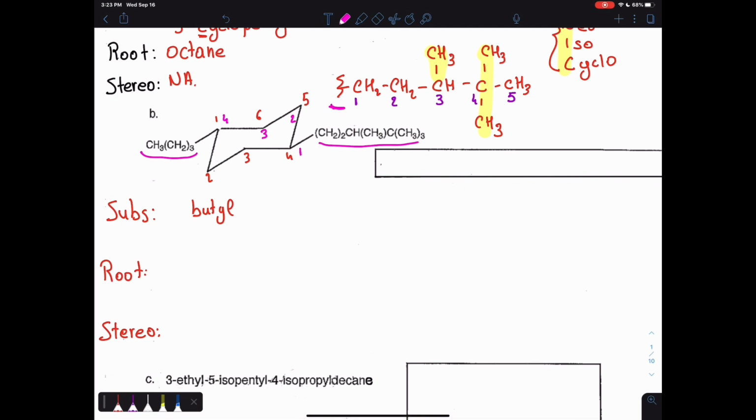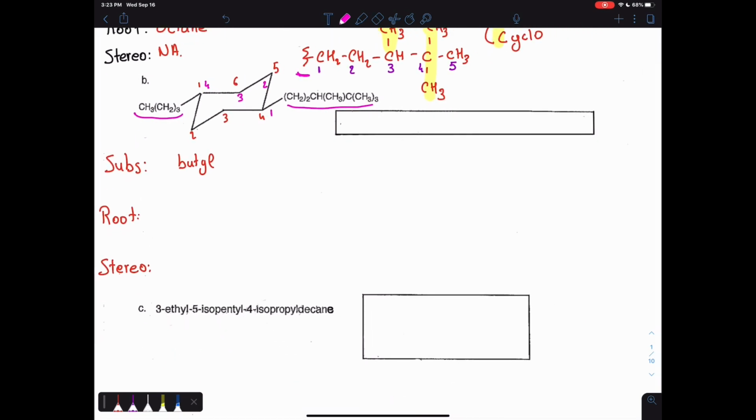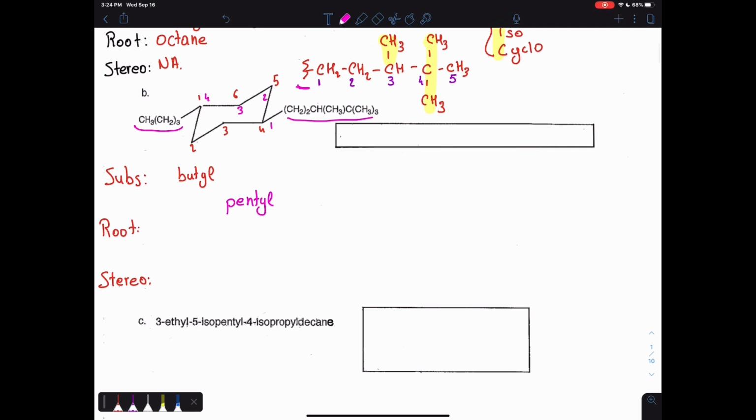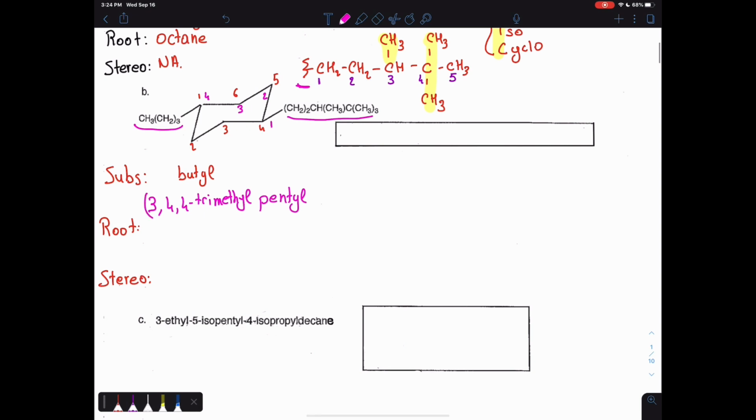Now, when we're looking at this, we know that the main chain is going to be a pentyl, right? So pentyl. And then I know that on carbon number 3 and on carbon number 4 there are methyls. I mean 1, 2, and 3 methyls. So that will make it a trimethyl. So we have 3, 4, 4, tri. Trimethyl pentyl. And all of that is the name of the sub.